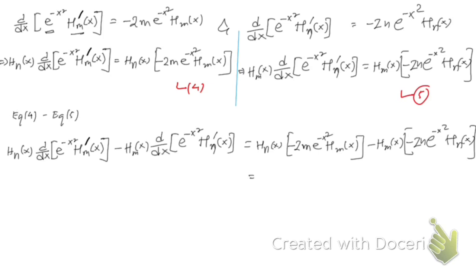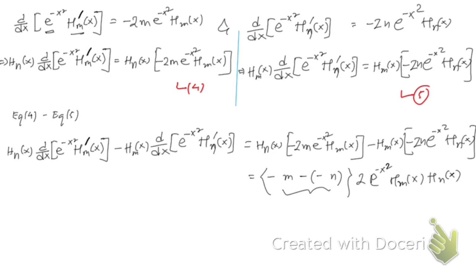Now what terms can be taken common here? You see minus twice m minus twice n. Now here Hn of x, Hm of x, e to the power minus x square, that can be taken common. Even 2 can be taken common. Let me take that 2 as well. So we can take 2 into e to the power minus x square, Hm of x into Hn of x. You can take that common, right? Hope you have understood this.